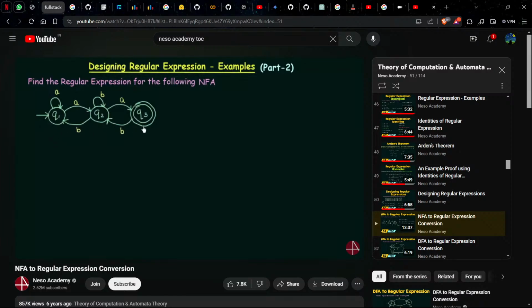So here we see that we have 3 states, Q1, Q2, and Q3, where Q1 is the starting state and Q3 is the final state. So first of all, let us write the equations for the states. So first of all, let's check for the final state, that is Q3. So how do we write the equation for this? In order to write the equation for any state, check what are the incoming transitions to that state. So here we see that this is incoming transition to Q3.